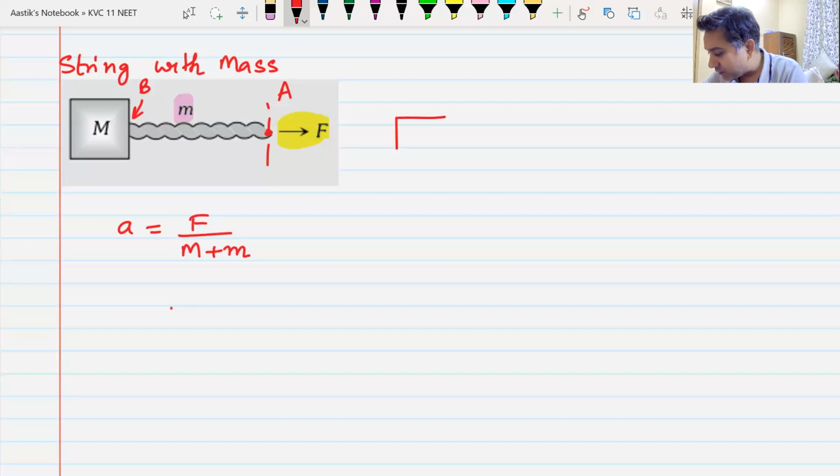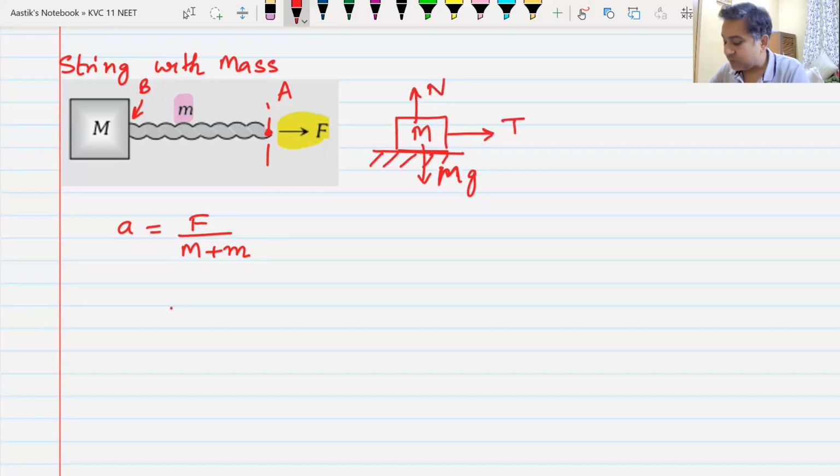You just draw the free body diagram of body B. This is body B of mass m. There is a force tension here. It might be kept on the ground, so there is Mg, capital Mg here. There is normal reaction here. We don't want to know that normal reaction. It is having a force T and it is moving in this direction with an acceleration A.